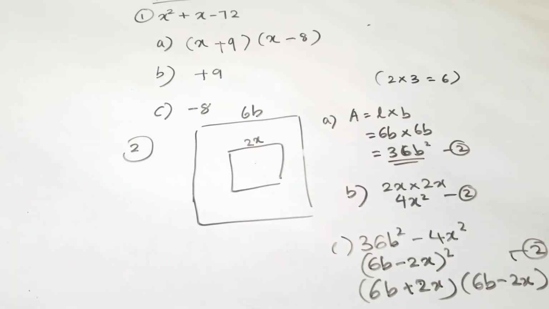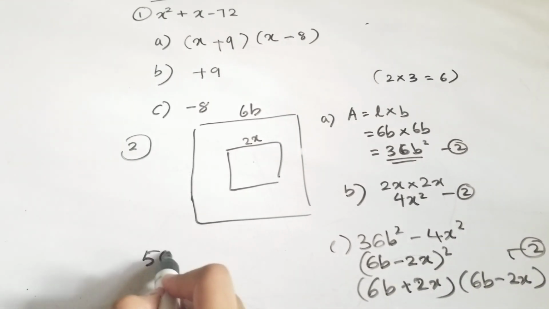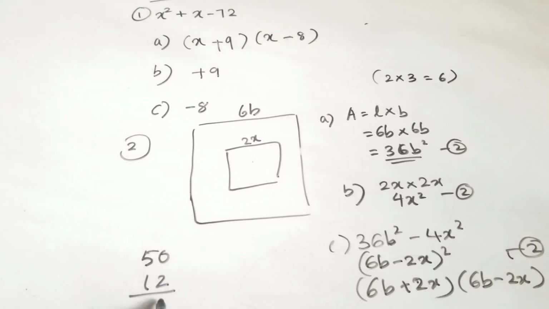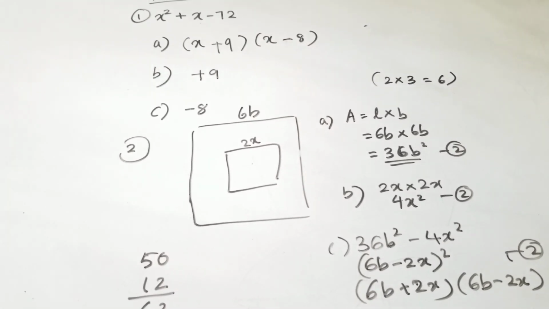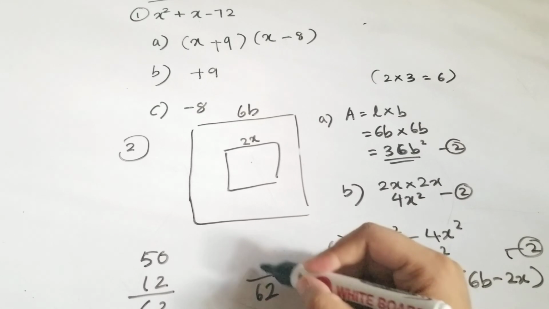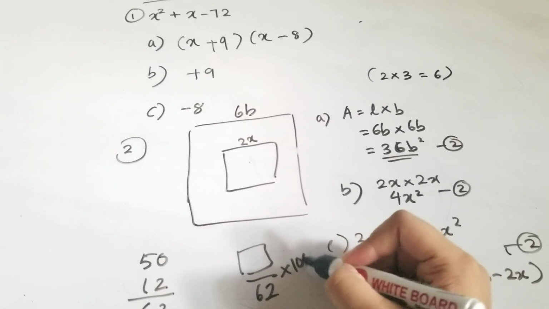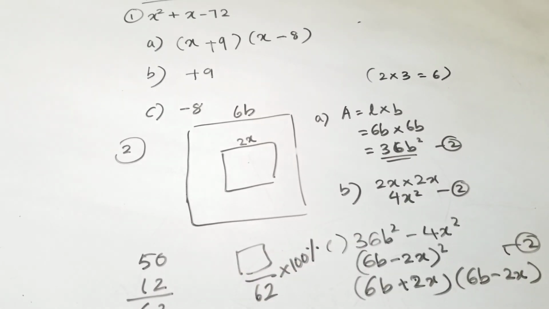So for part 2, totally 12 marks, part 1 50, part 2 12. So altogether you are getting 62 marks. So put your marks out of 62, then multiply it by 100% and get the percentage. Right. So that's all about the factors of quadratic equation lesson. Factors of quadratic equation is only this much.